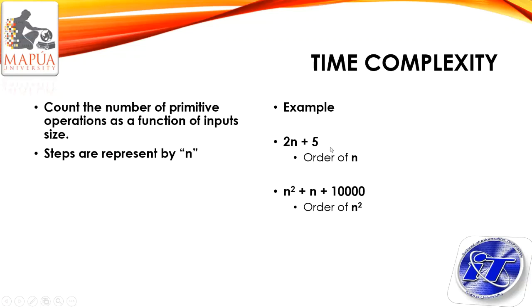Another example, n squared plus n plus 10,000. So which term will have a great effect to this equation? Definitely n squared, because n is less than n squared, and this value is less than to a certain value of n. Okay, so again, if n is equal to infinity, n squared is the bigger term against the other two. So therefore, this equation is based on the order of n squared. N squared is the one that dictates the time complexity of this algorithm.